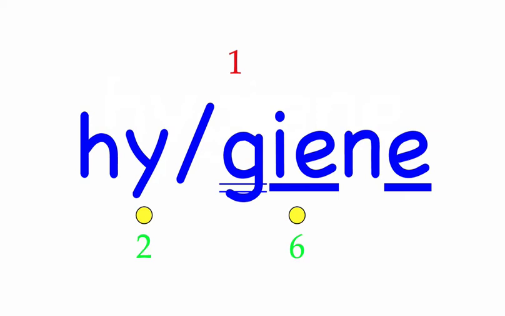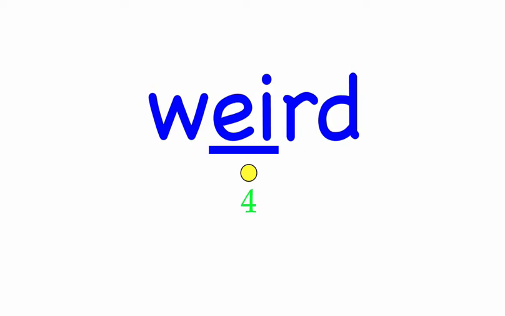Weird. That man is acting weird. Weird, 4 sounds: W, E, D. Weird. Mark the word.